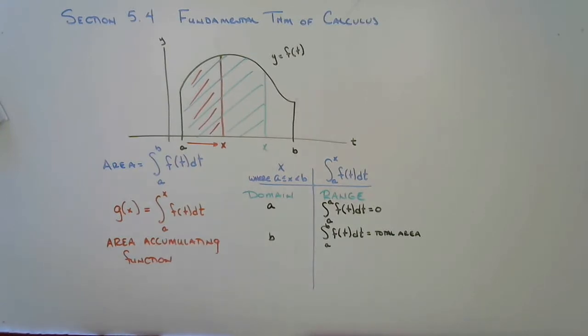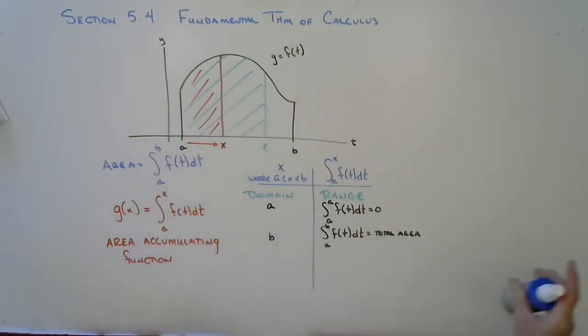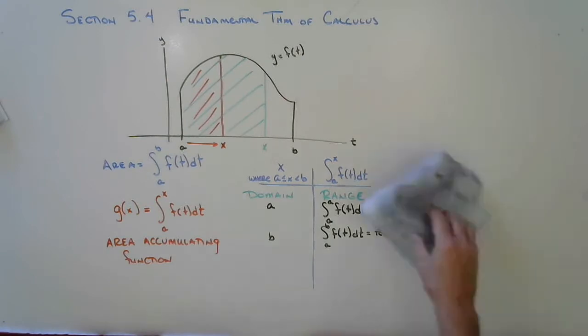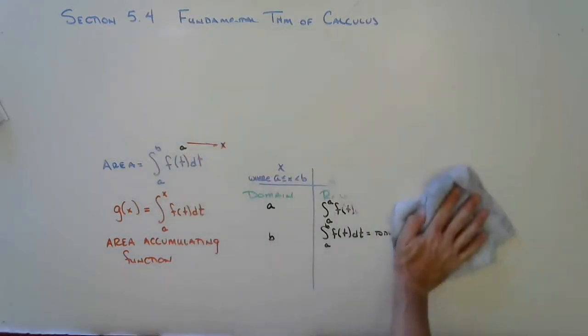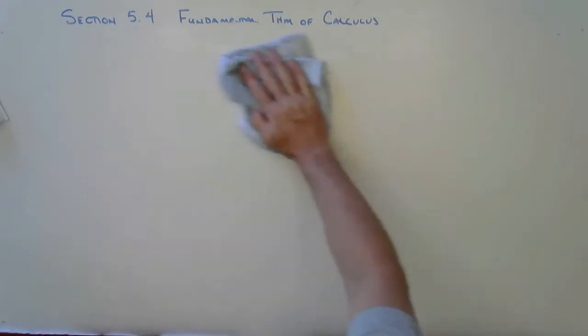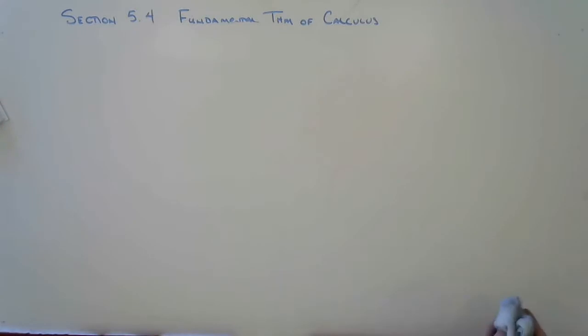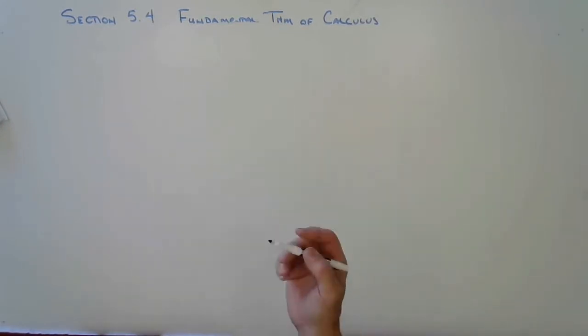All right? So I'm going to erase this, and we're going to put an example and work with our area accumulating function and try to get this idea firmly into our understanding. And then, once we do that, we'll be able to move on. So we want to make sure, before we can talk about the fundamental theorem of calculus, since it is going to involve this type of a function, we want to make sure we understand this function. Okay? So let's just draw a function.